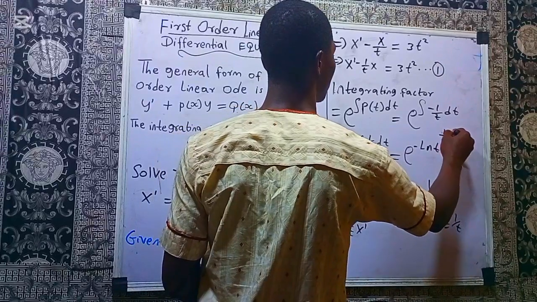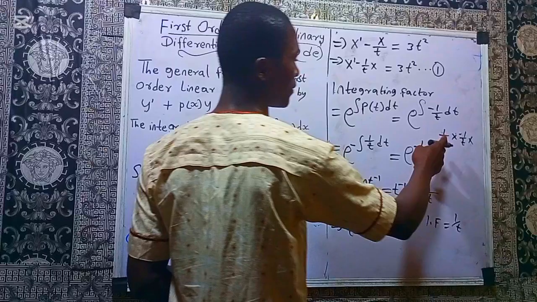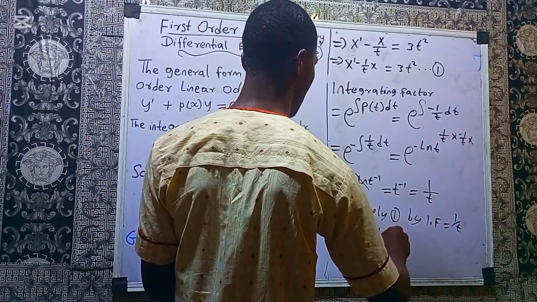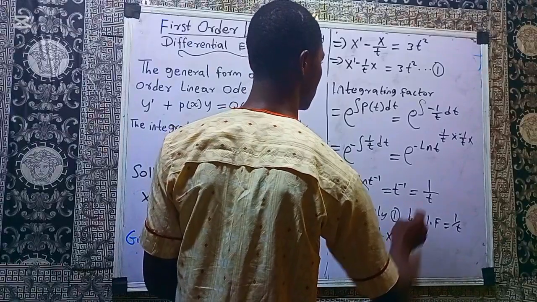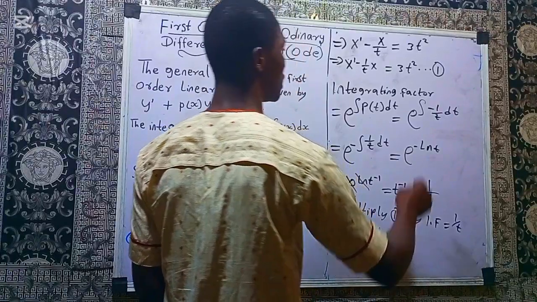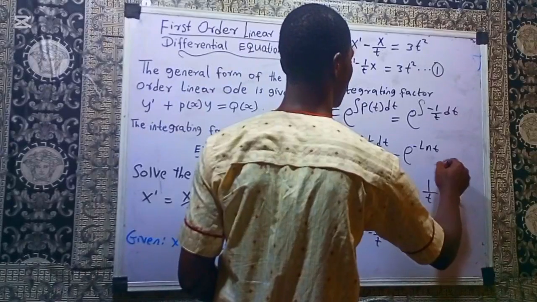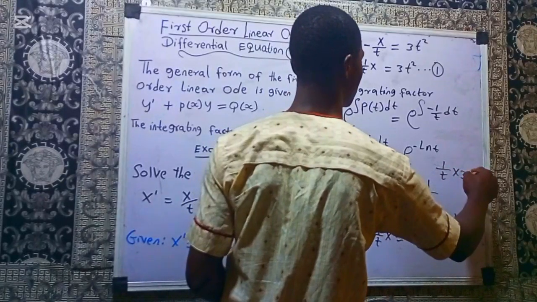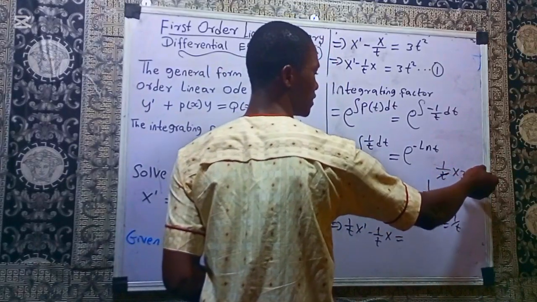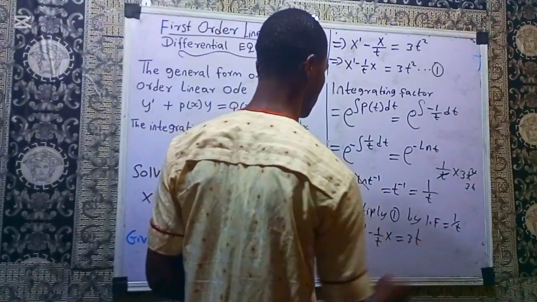You will be doing 1 over t multiplying negative 1 over t x. What will happen? 1 multiply negative 1, you have negative 1. t multiply t, you have t squared x, right? Then equal to, then multiply 3t squared by 1 over t. That's 1 over t multiplying 3t squared. What will happen? t will cancel one of the t's, remaining 3t. So we have 3t, right?